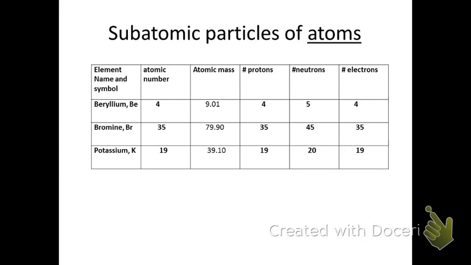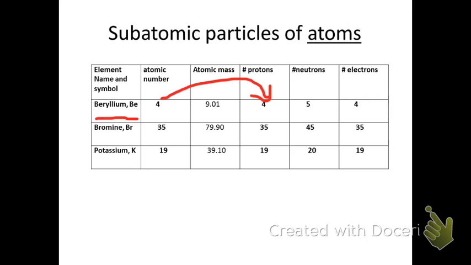Okay, in this breakdown then, what you're seeing is how the subatomic particles are broken up for individual atoms. So when you're looking at your periodic table, you can always find the name and the symbol. And then your atomic number. Notice how your atomic number becomes your proton number, because that's the number of protons in the atom. The number of protons in the atom determines what the element is.